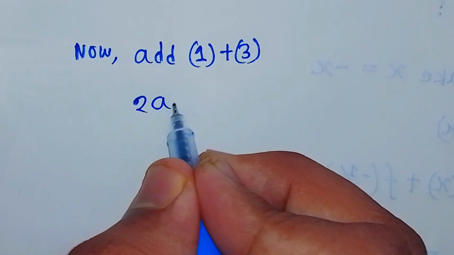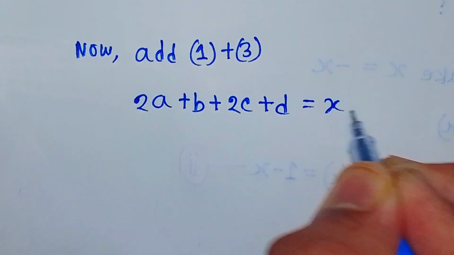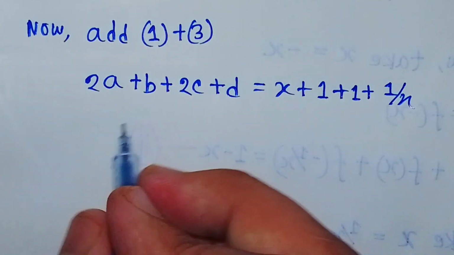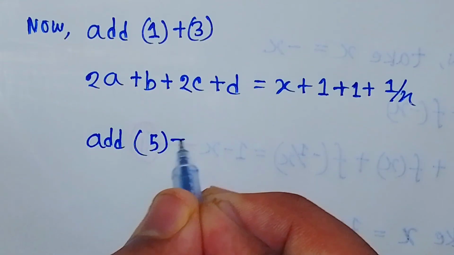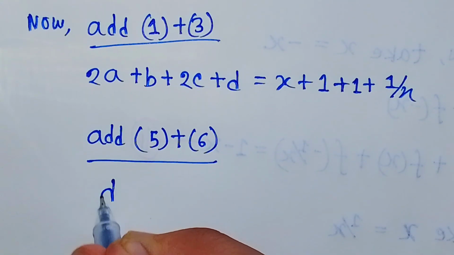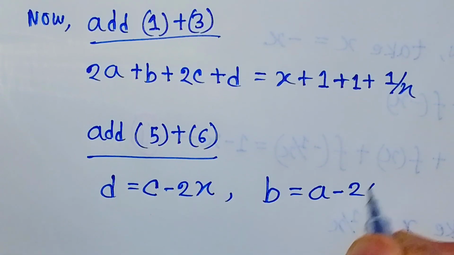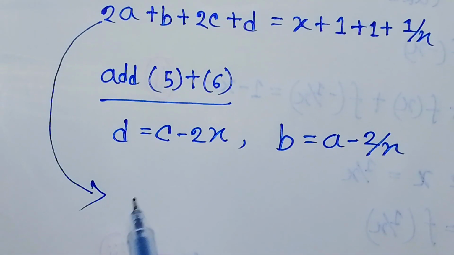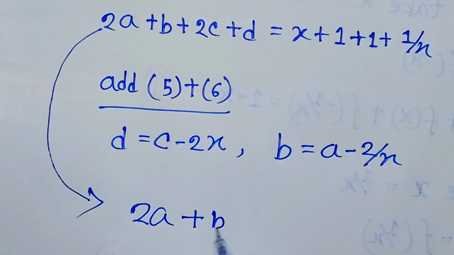So now we can add equation 1 plus equation 3. Then we'll get 2a + b + 2c + d = x + 1 + 1 + 1/x. Now from equations 5 and 6 we get the value of d equal to c - 2x and the value of b equal to a - 2/x. We are just replacing the values, taking the single value of b and d.